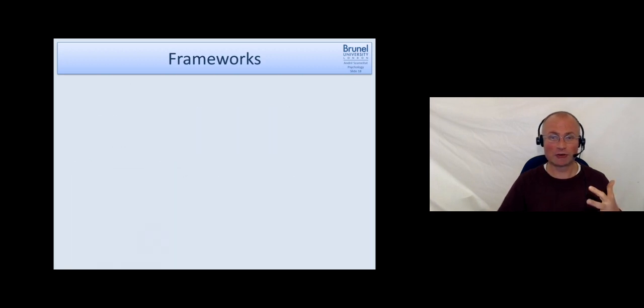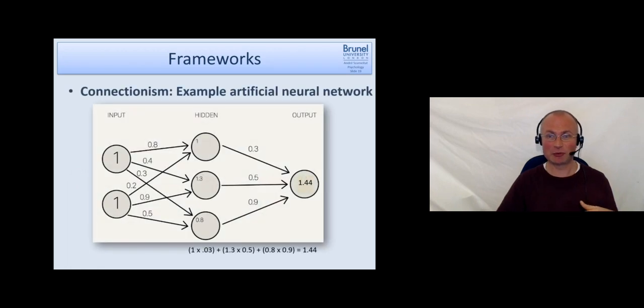I don't want to go into too much detail here, but just to provide you with a quick example. This is a very small network, and let's say we have two inputs here. For the ease of things, we can say these inputs can either be 1 or 0. So we can have 1, 1, 1, 0, or 0, 1, or both 0. And then we have some links to these so-called hidden neurons, and then we have one output neuron.